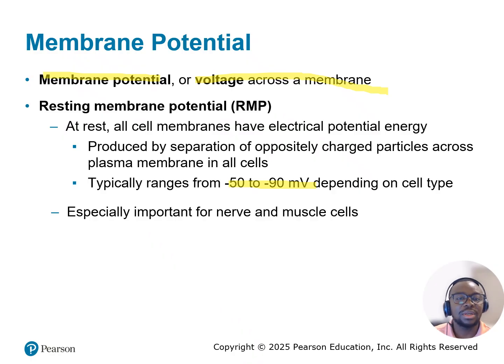For this reason, all cells are said to be polarized. The minus sign before the voltage indicates that the inside of the cell is negative compared to its outside.